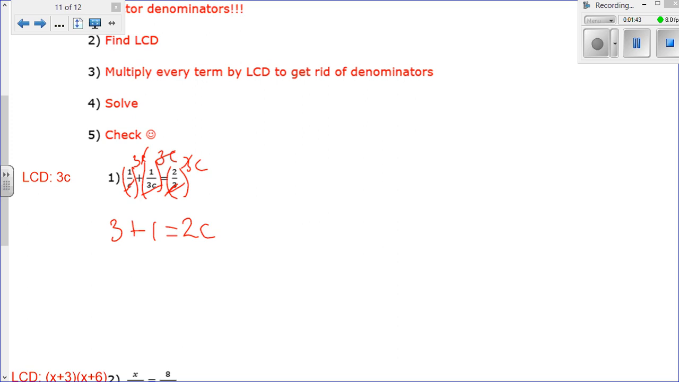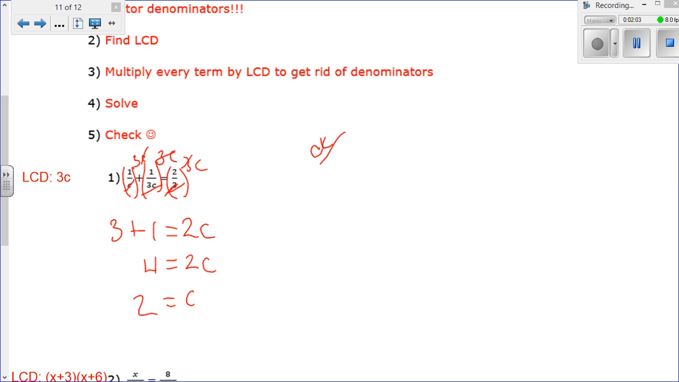So I just solved my equation. 4 equals 2C. So C is equal to 2. And that is fine and dandy. Let's do a little check.